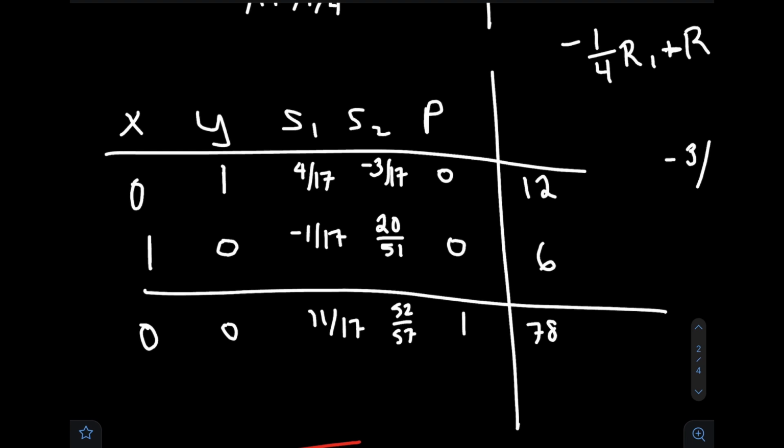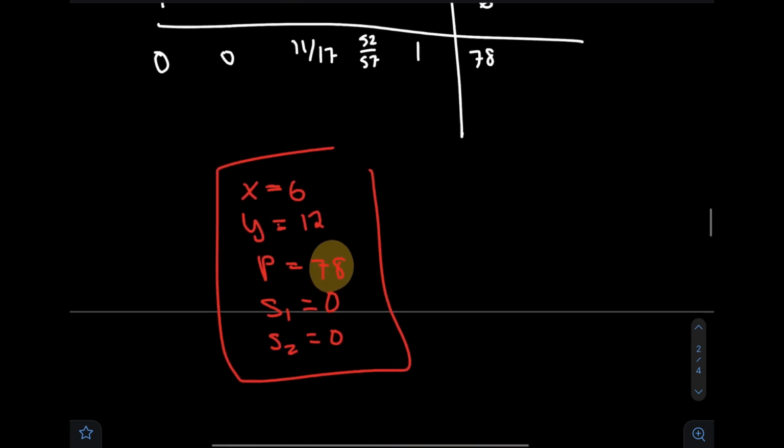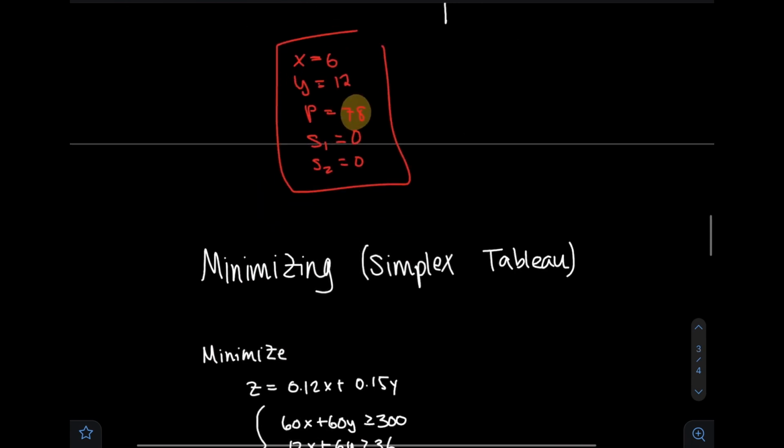And the way that we read this is we look for the first leading one, and that's in the y component, and that's equal to the component in the last column. So y equals 12, there's a leading one here, x equals 6, first leading one is here, p equals 78. That's our maximal solution, and we just say the slack variables are equal to 0.